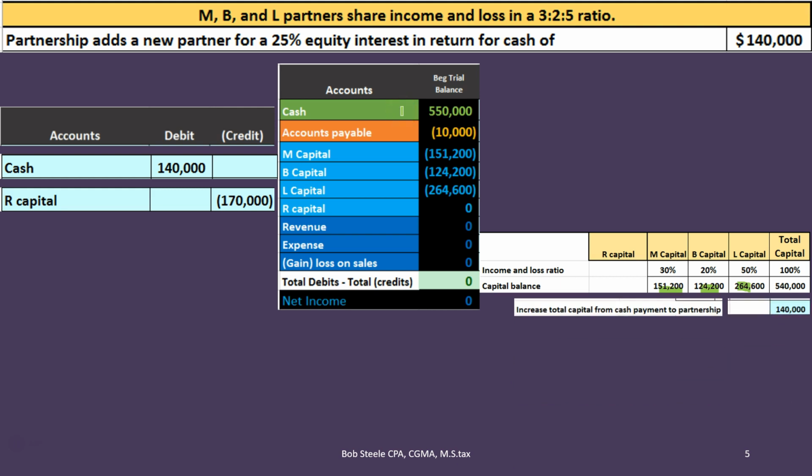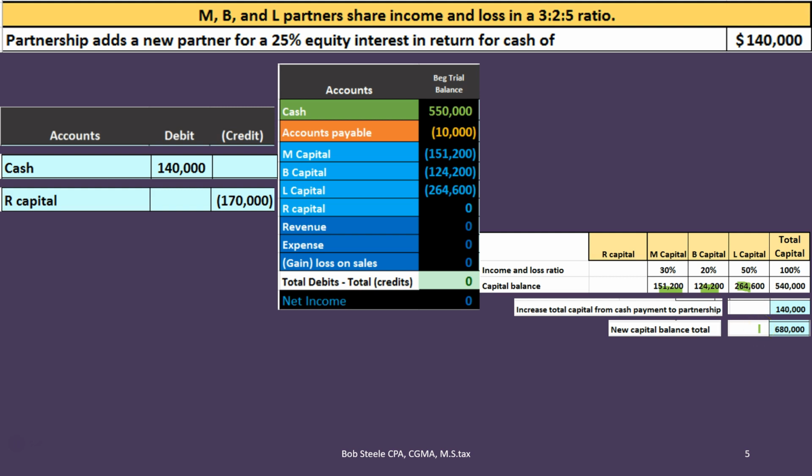And then the new partner is coming on the books for $140,000. So now, of course, cash is going to go up by $140,000. Therefore, assets minus liabilities is going to be what it was, $540,000, plus the new $140,000 that the new partner is coming on the books for. And therefore, we now have a book value of assets minus liabilities, or a capital account balance that needs to be allocated, of $680,000.